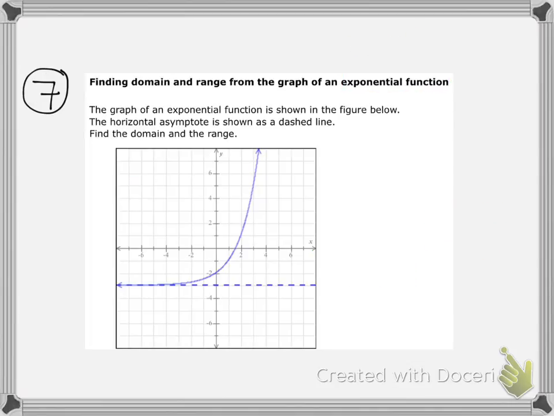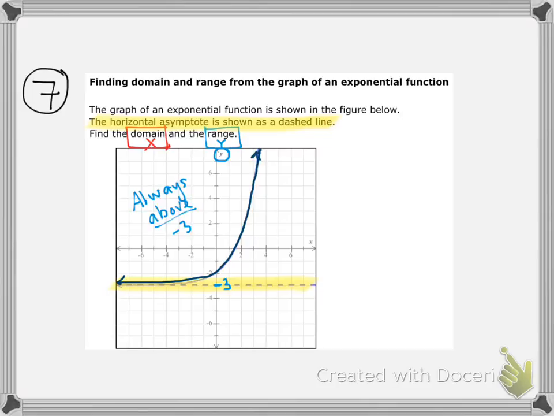The last question, number 7, is finding the domain and range for an exponential function. Remember, domain is the x values, and range is the y values. We're going to use the x and y axis to identify the domain and the range. Every exponential function is going to have a horizontal asymptote, which is a horizontal line showing where the function does not go past. In this case, -3 on the y-axis is what our function does not cross. It will get closer and closer to -3 but never actually reach it or go past it.